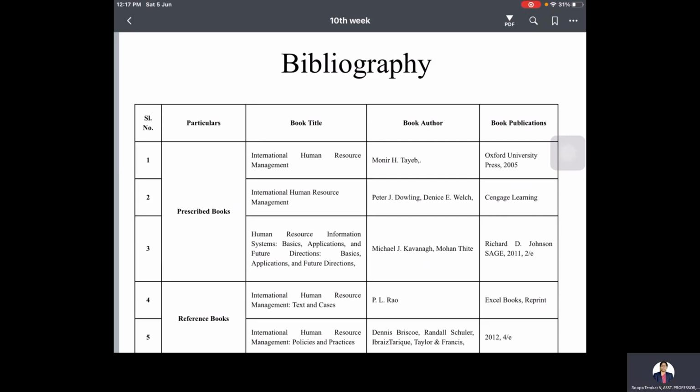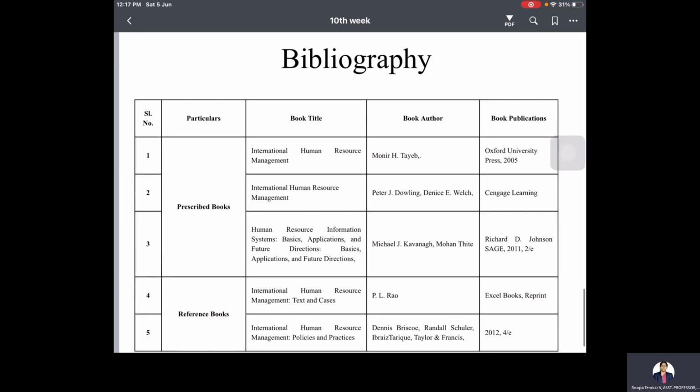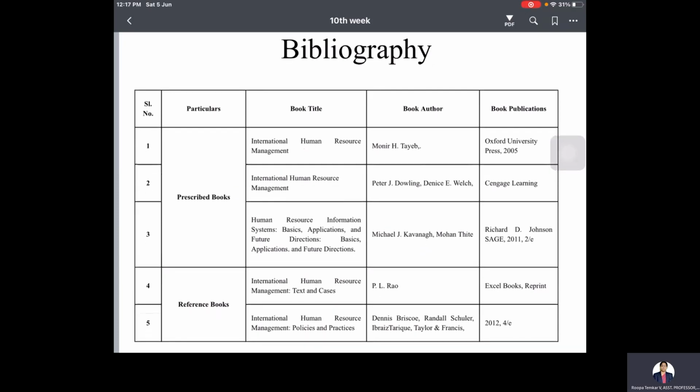So these contents have been taken from the prescribed and reference textbooks given by the university. The same has been mentioned in the table.